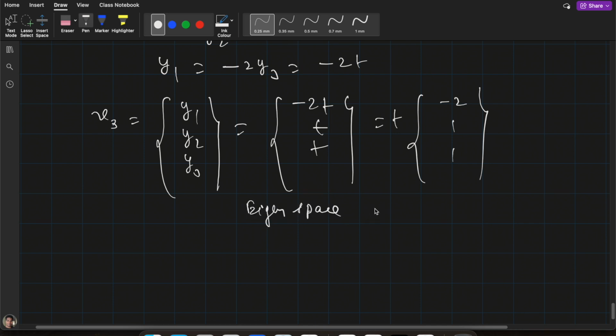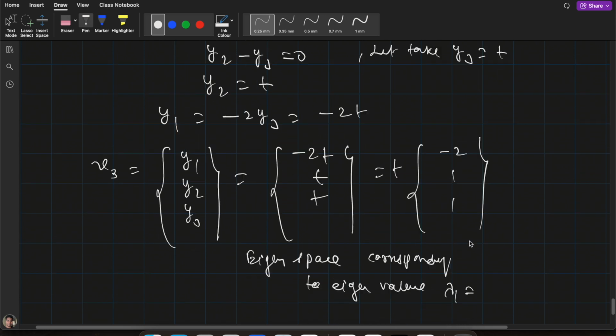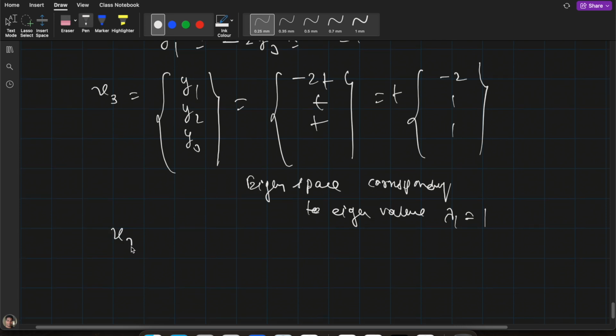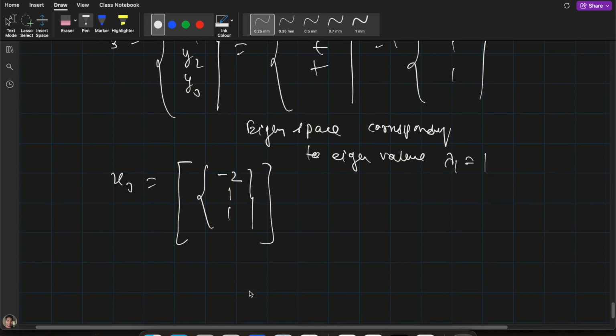Eigenspace corresponding to eigenvalue lambda 1 equal to 1. Okay, so this is the way to find eigenvalues and eigenvectors. So v3 you can also write it as this. Fine. Tell me, is there any problem here?